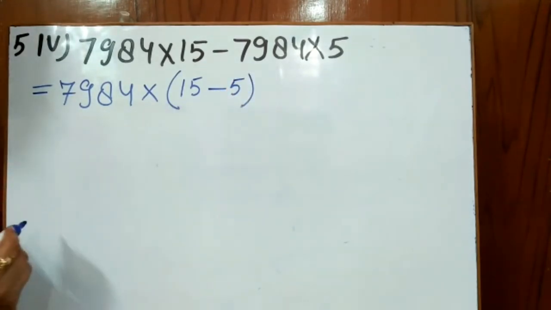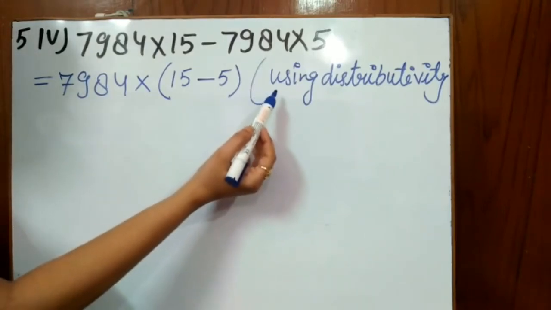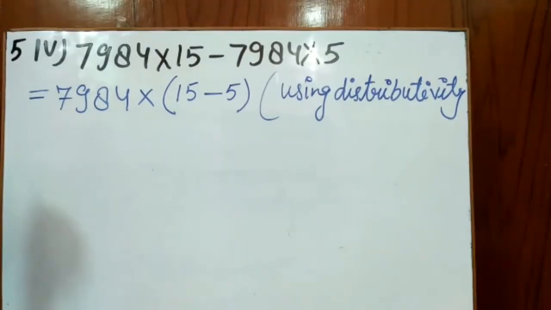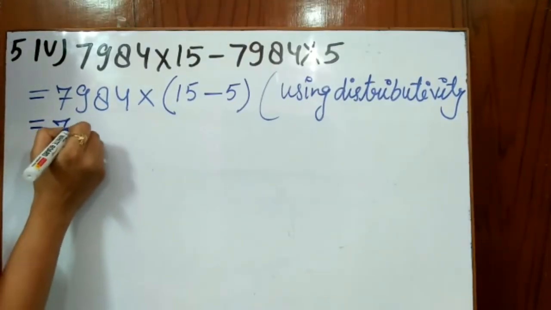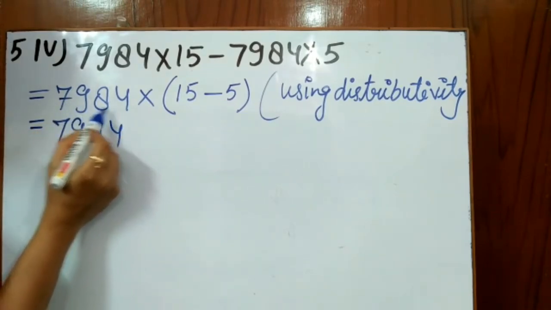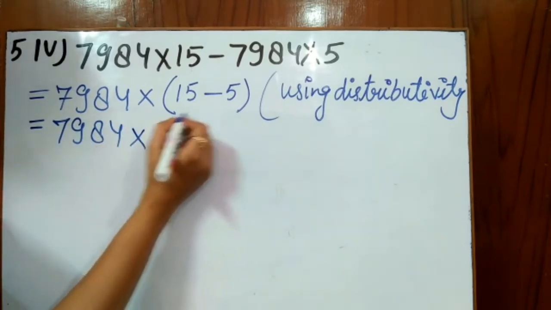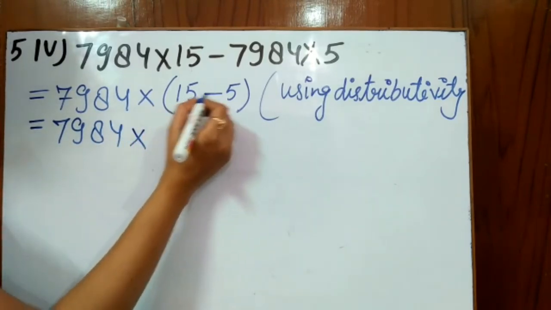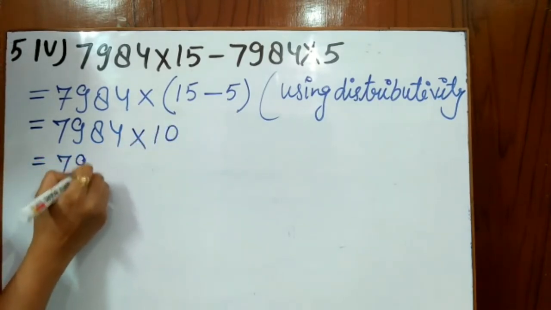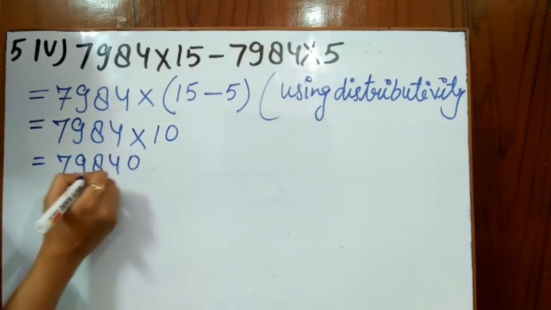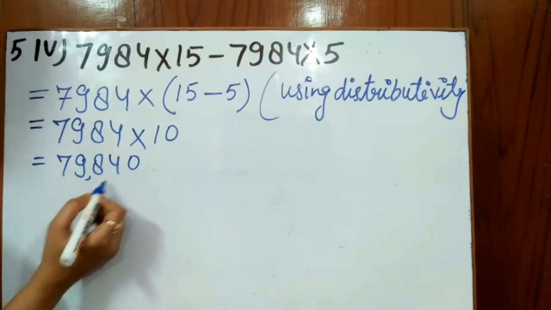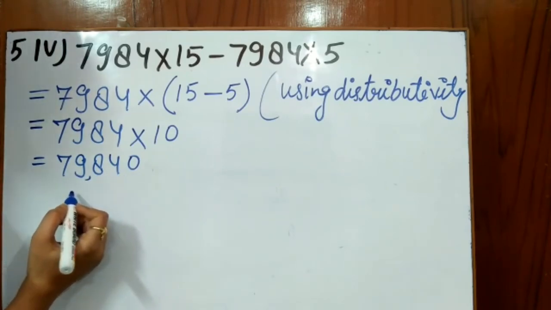And which property are we using here? We are using here the law of distributivity. Now we will solve it. We will write 7984 as it is. Then we will solve the bracket. 15 minus 5 is equal to 10. After multiplication of these two numbers, we will get 79,840 and it is your answer. Understood?